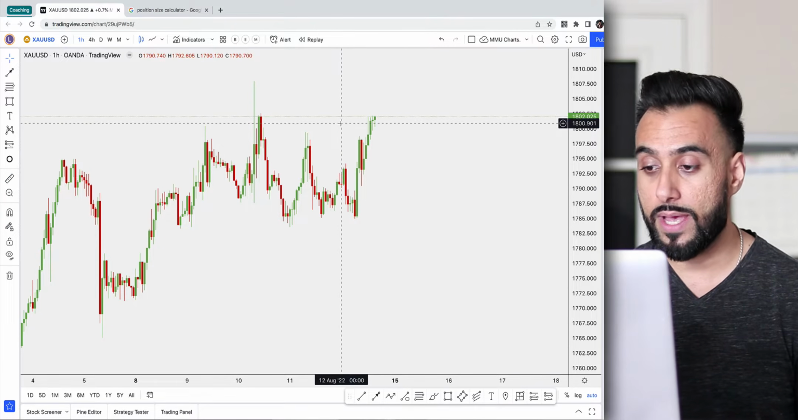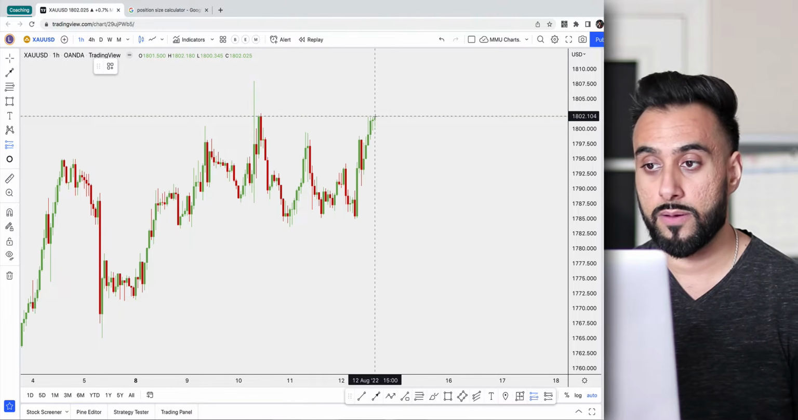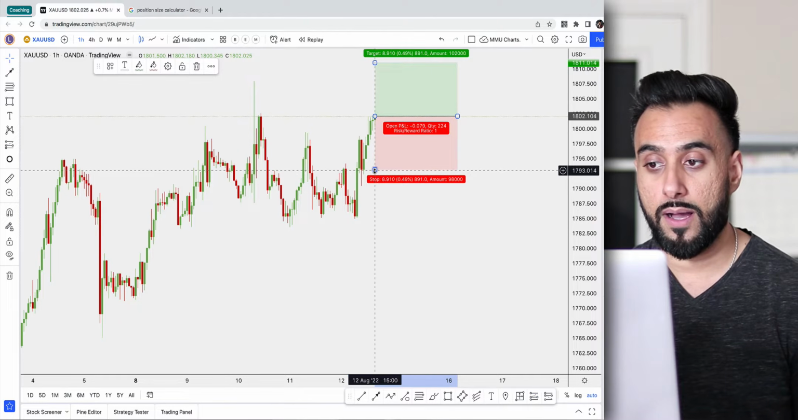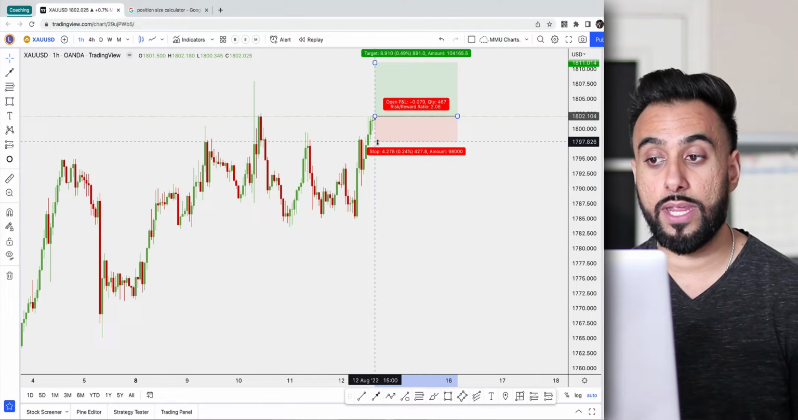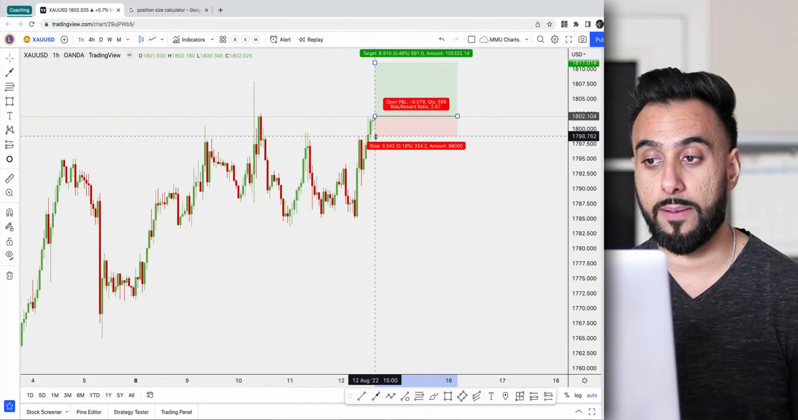So let me just go ahead and do like a long position tool here, looking for a buy. And then if you measure out 300, I'm looking at this little number right here. So if you measure out 300, that's essentially 30 pips.